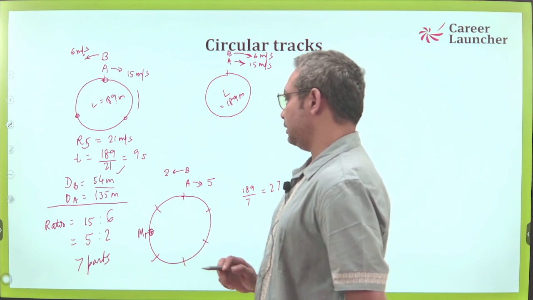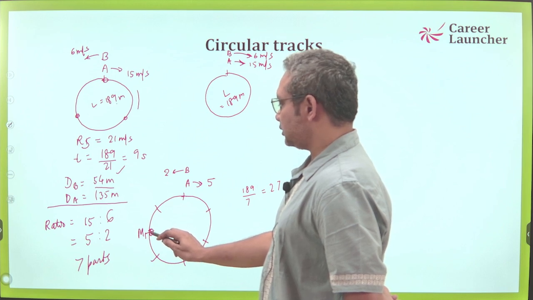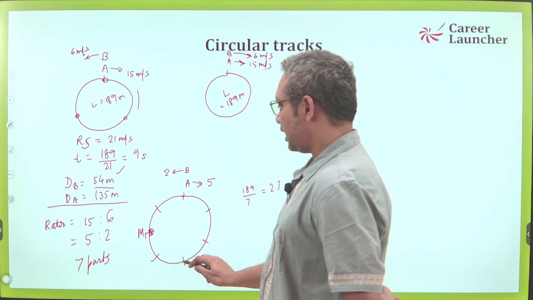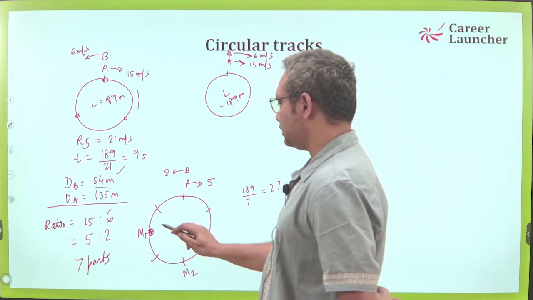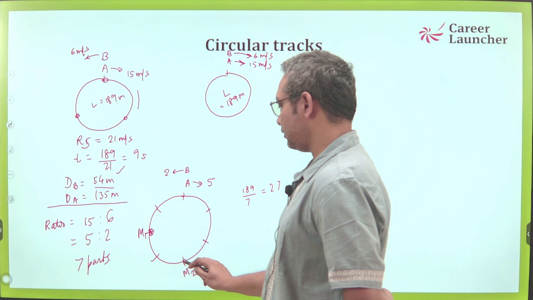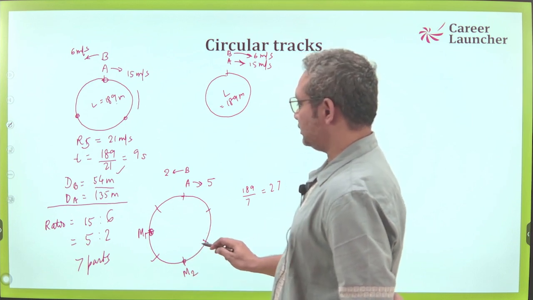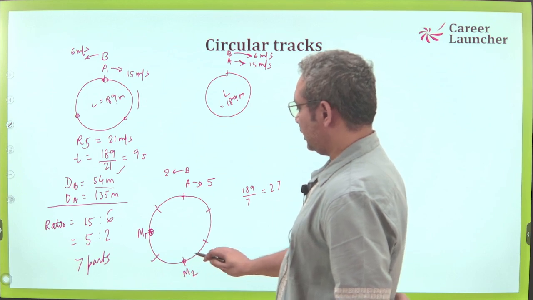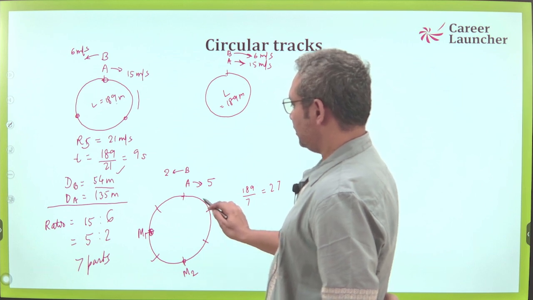Now if I continue this, see what happens. This is the first meeting point. Then B would continue going in the same direction. So B will cover 2 units and A will cover 5 more units, and you will reach here. See, A will go 1, 2, 3, 4, 5. So this is the second meeting point. And if I do this, now it's very easy to find out the exact sequence and exact positions of the meetings. The third meeting would be here, 2 units for B. The fourth meeting would be here.